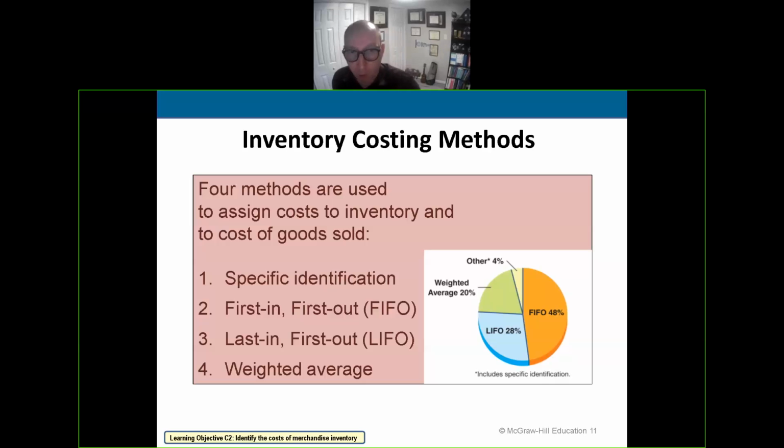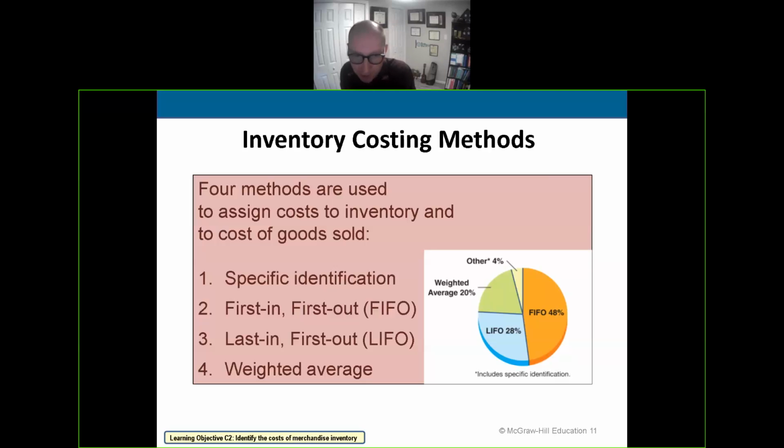There are 4 methods. One is called specific identification. This method is used by a very small amount of companies throughout the world. Specific identification usually means there is a serial number attached to the inventory. An example of that, a car. A car has a VIN number, vehicle identification number. That is a specific identification. Okay. So they track cost of goods sold based off of each unit.